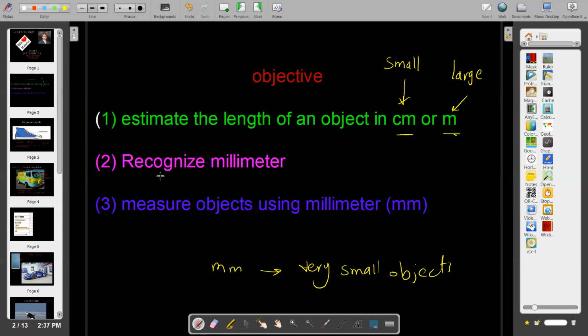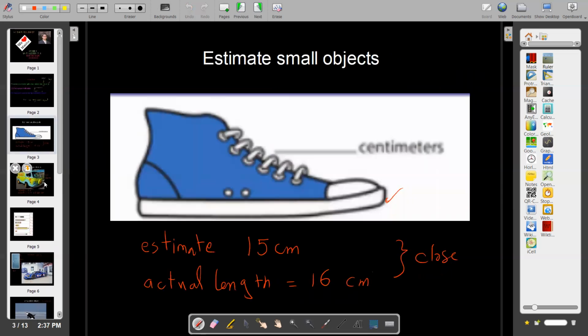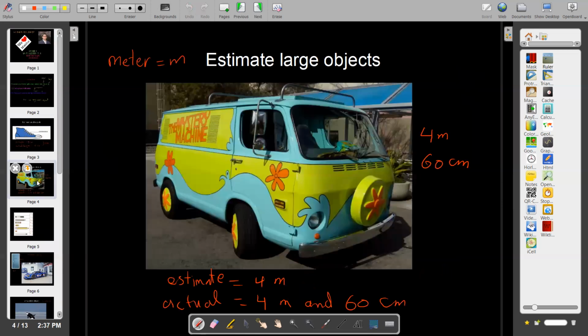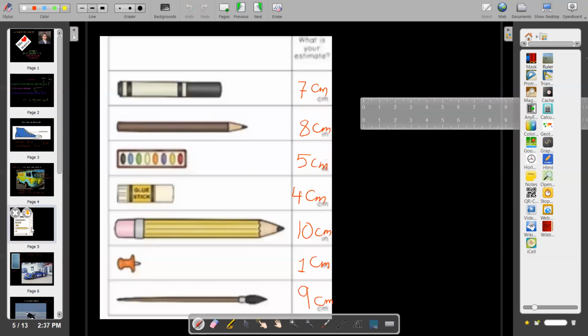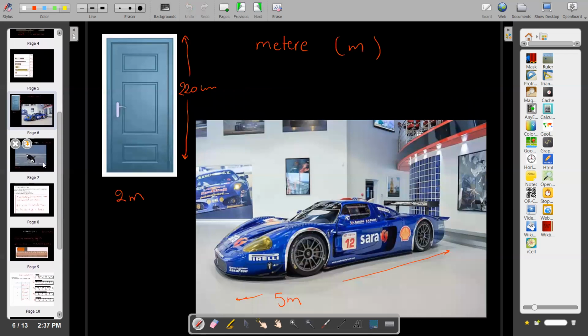We recognize the millimeter. As we said, it is the small dashes in the ruler. It's written 0, 1. There are dashes between 0 and 1. Every line from these lines is called millimeter. We know how to measure objects in millimeters. We estimated the length of the shoes, 15 centimeters. We estimated the length of the car, 4 meters. We estimated the length of the orca.